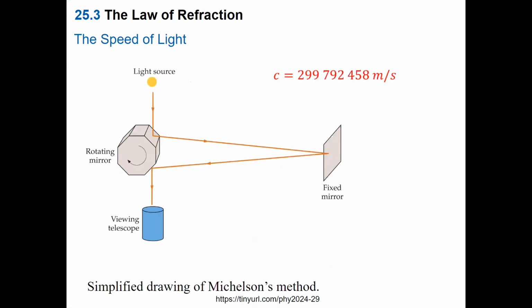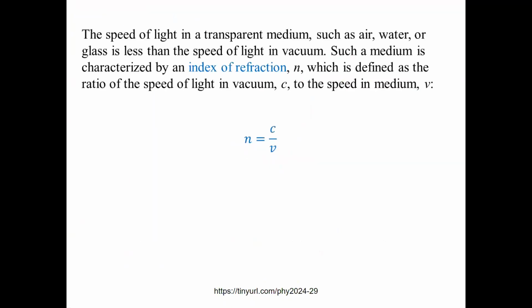The next section talks about the speed of light. The speed of light in vacuum is close to 300 million meters per second. As light enters a transparent medium, the speed of light is reduced by a factor called the index of refraction. If you take the speed of light in vacuum divided by the speed of light in the media, that gives you the index of refraction, where c is the speed of light in vacuum and v is the speed of light in the media.